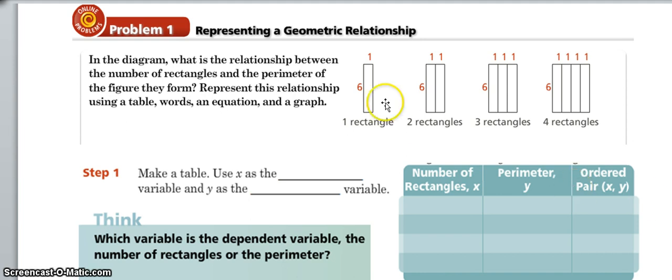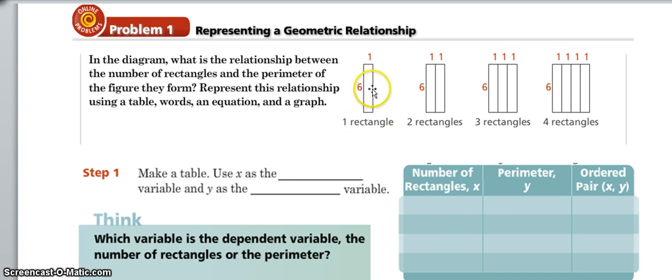So in the diagram, what's the relationship between the number of rectangles and the perimeter of the figure that they form? And this is important, especially when you do hardscaping for landscaping, like when you put in patios. So you need to know how much edge there's going to be because you have to put down an edge around the whole thing. So if we have one rectangle, it's a 1 by 6.